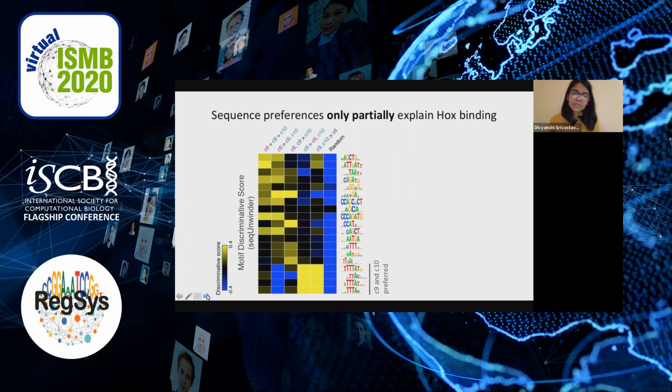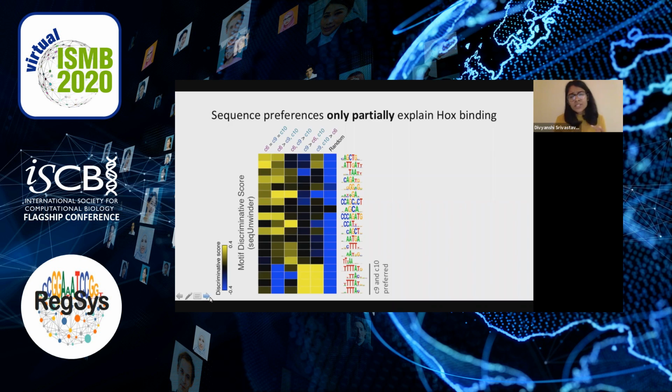a discriminative K-mer model to look for whether there were more subtle differences in sequences at C9 and C10 binding sites. So on the x-axis here are the different binding categories, and on the y-axis are different motifs that are derived using a differential K-mer comparison. And what I want to focus on here, down here, is that we find no discrimination between motifs at C9 only sites as compared to both C9 and C10 sites, suggesting that the diversification in C9 and C10 binding is not driven by differential sequence preferences.